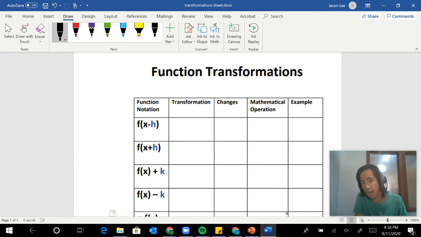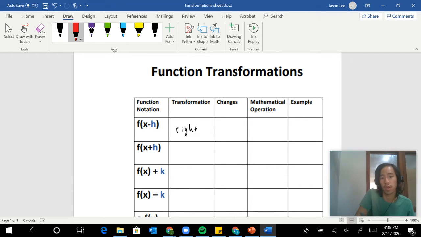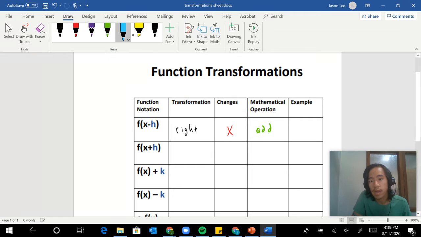The first one, f of x minus h, is going to move the graph to the right. What variable does it change? This is going to change the x coordinate, and the operation that we're going to do is add. So for example, if we have f of x minus 2, this is going to be right 2. All right, let's do the next one.